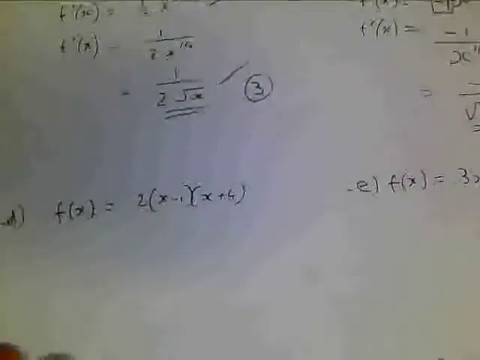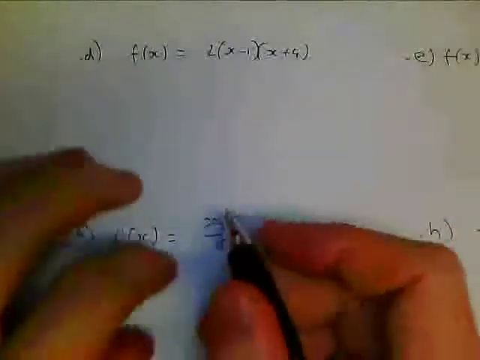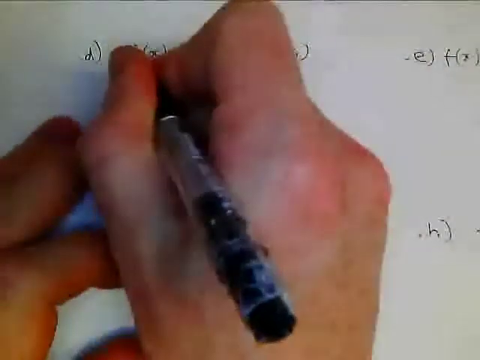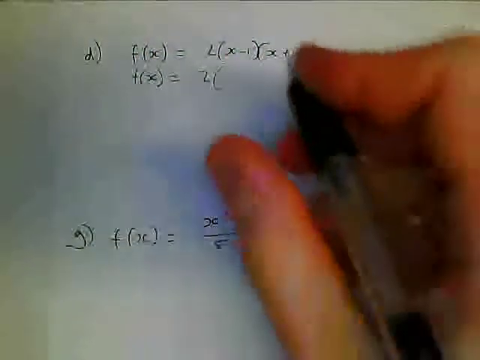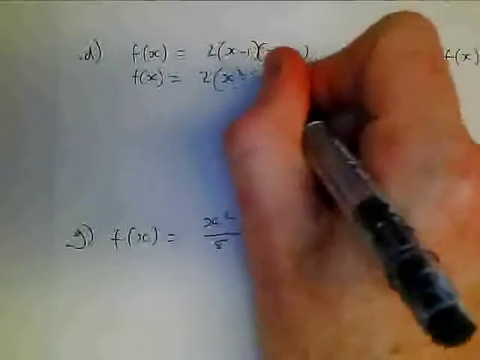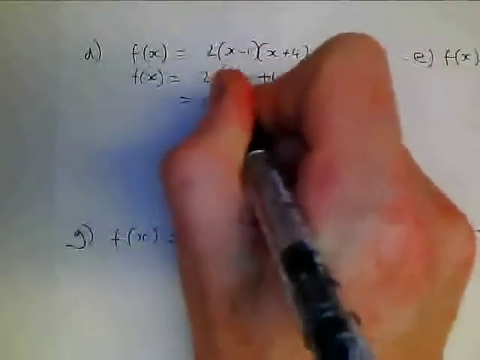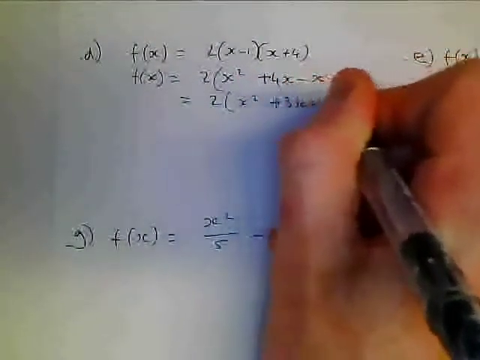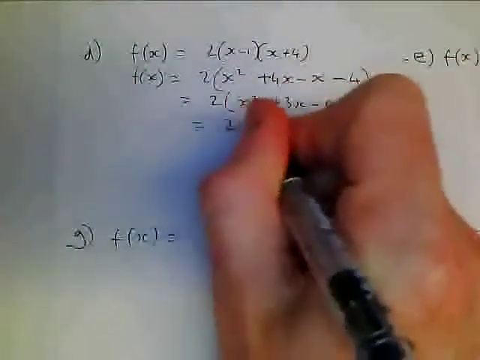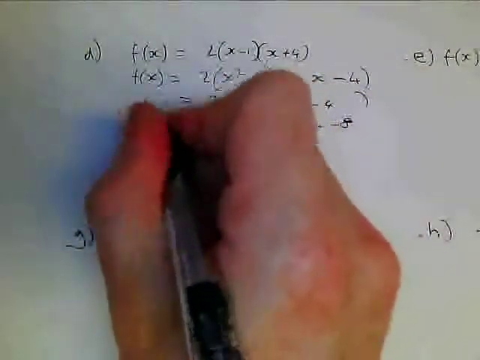Here we go. And next one is D. Now in this case here, we need to tidy it up. So it's going to be 2, and we're going to make an uber bracket, a big bracket here. x squared add 4x minus x minus 4. That equals 2 of what's inside there. And then that equals 2x squared add 6x minus 8. And now I've got rid of the brackets, now I've fully tidied it out.